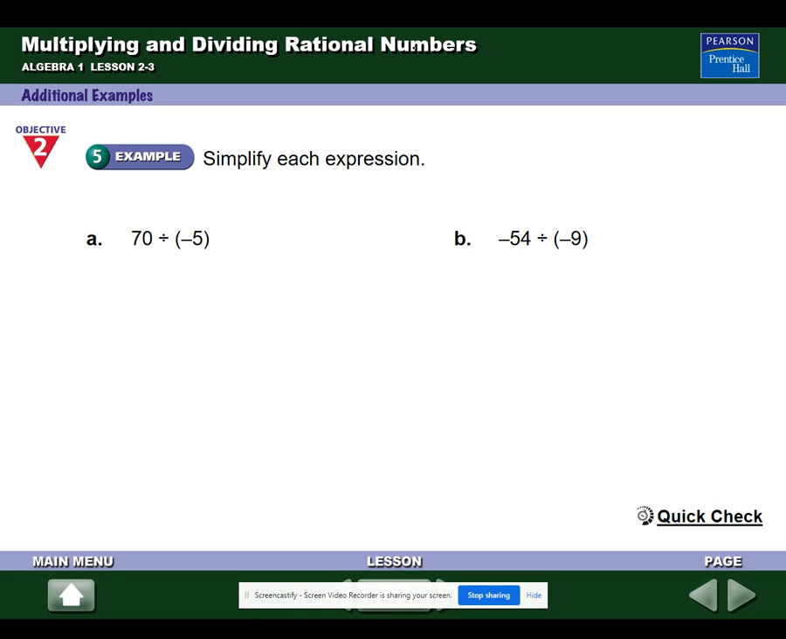When you multiply two numbers and one of them is negative, the result is negative. When you multiply two numbers and they're both negative, the result is positive. Obviously, when they're both positive, that result is positive. Same rule when it comes to division.